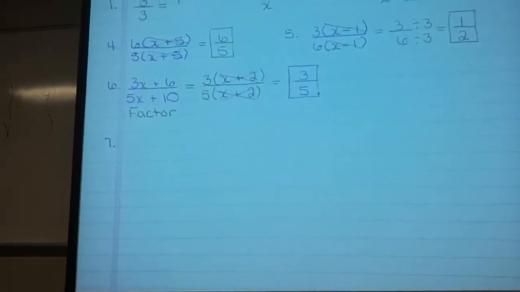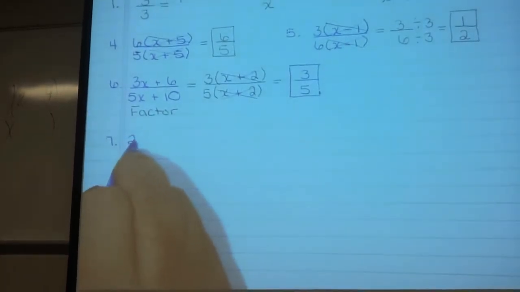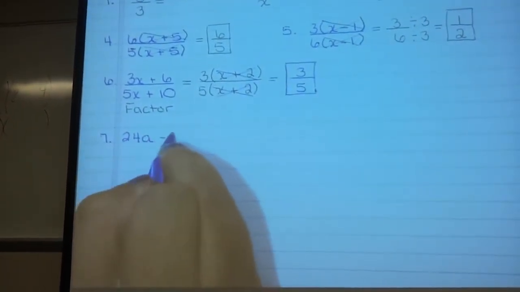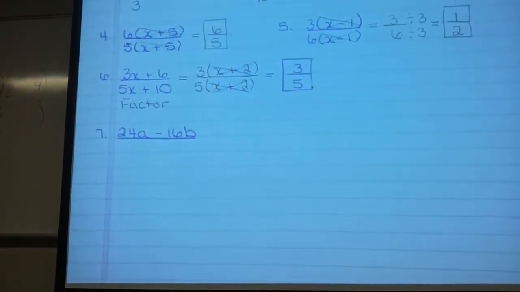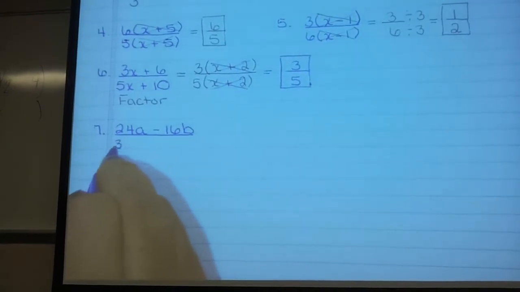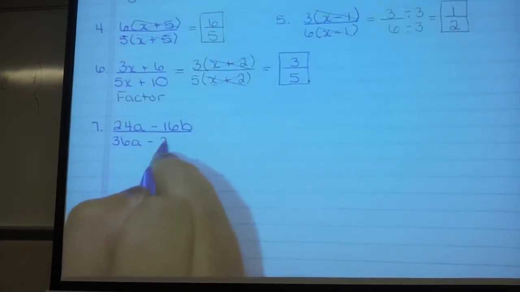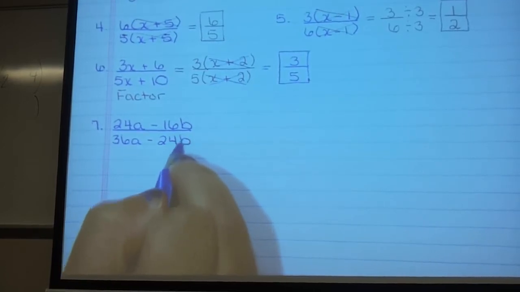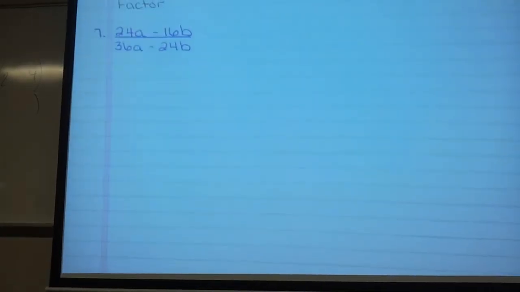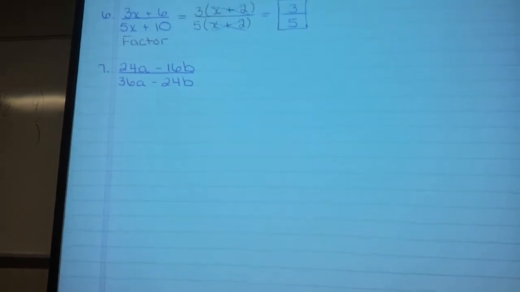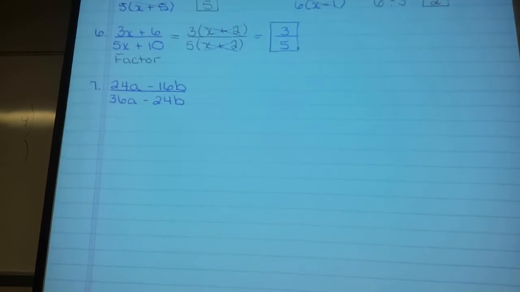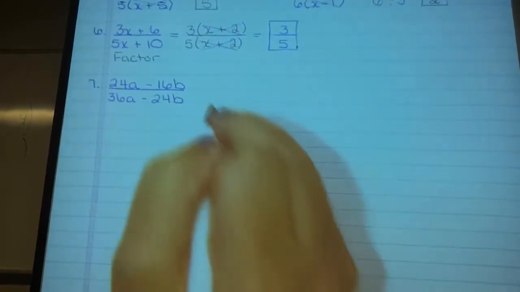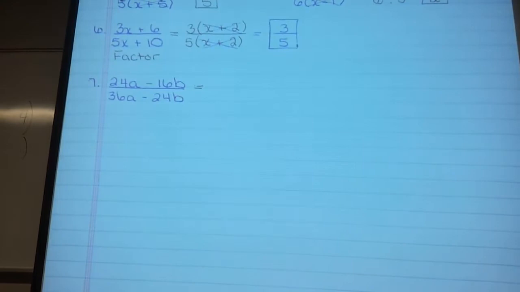Okay, let's try another one. (24a minus 16b) over (36a minus 24b). You have to factor. Remember, they can't cheat on each other up and down. It has to be a marriage. They are connected. I'm still going to do this one with you.